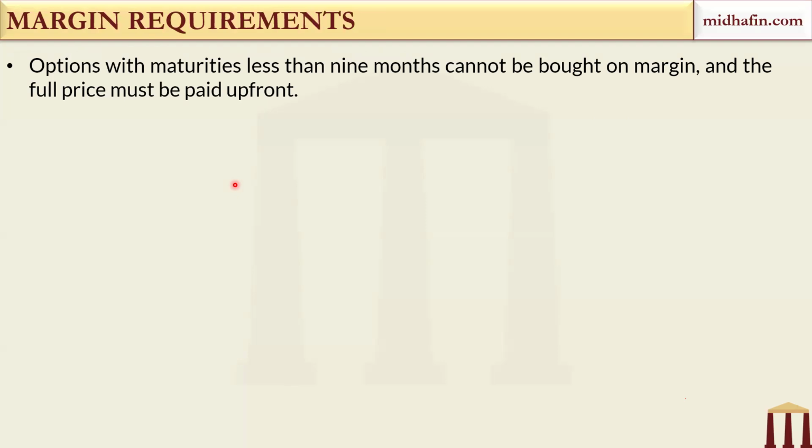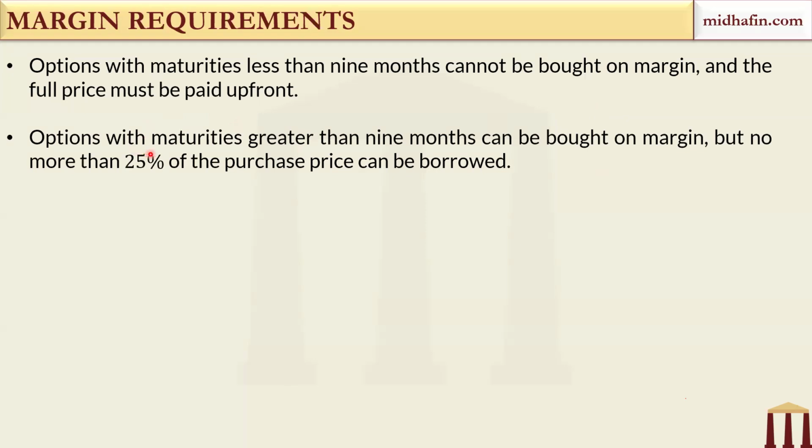Now, margin requirements. This is again very, very tricky. And again, just focus on the mathematical part, just the calculations. You will be very clear on how to solve the questions in the exam. So, options with maturities of less than 9 months cannot be bought on margin and the full price must be paid upfront. And options with maturities greater than 9 months can be bought on margin, but no more than 25% of the purchase price can be borrowed.